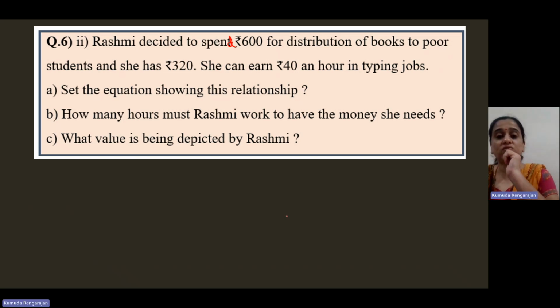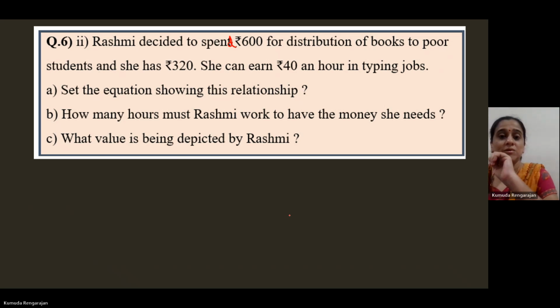She can earn rupees 40 an hour in typing jobs. So now we understand. How many hours has she to work to earn 280 rupees? 7 hours. 40 into 7, 280. So 280 and 320 will make 600.